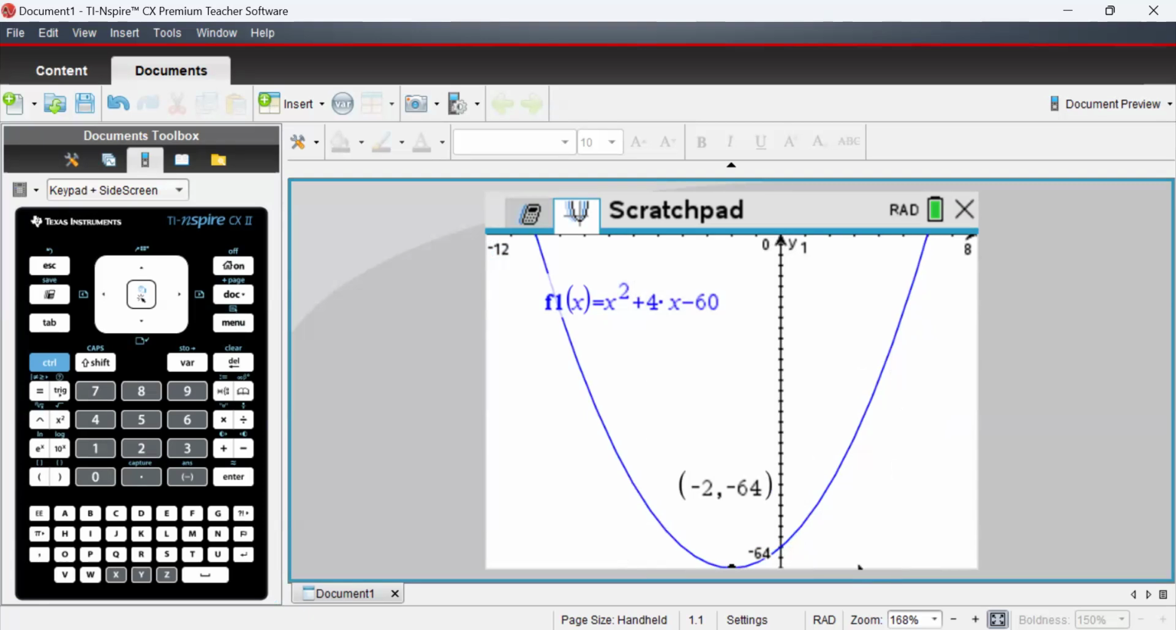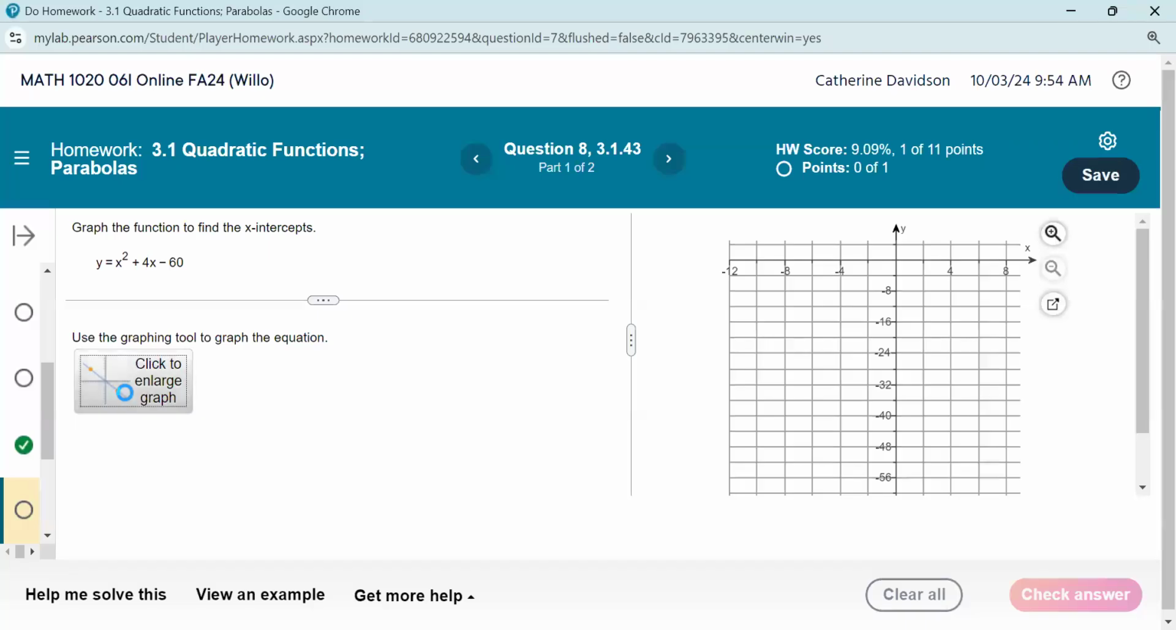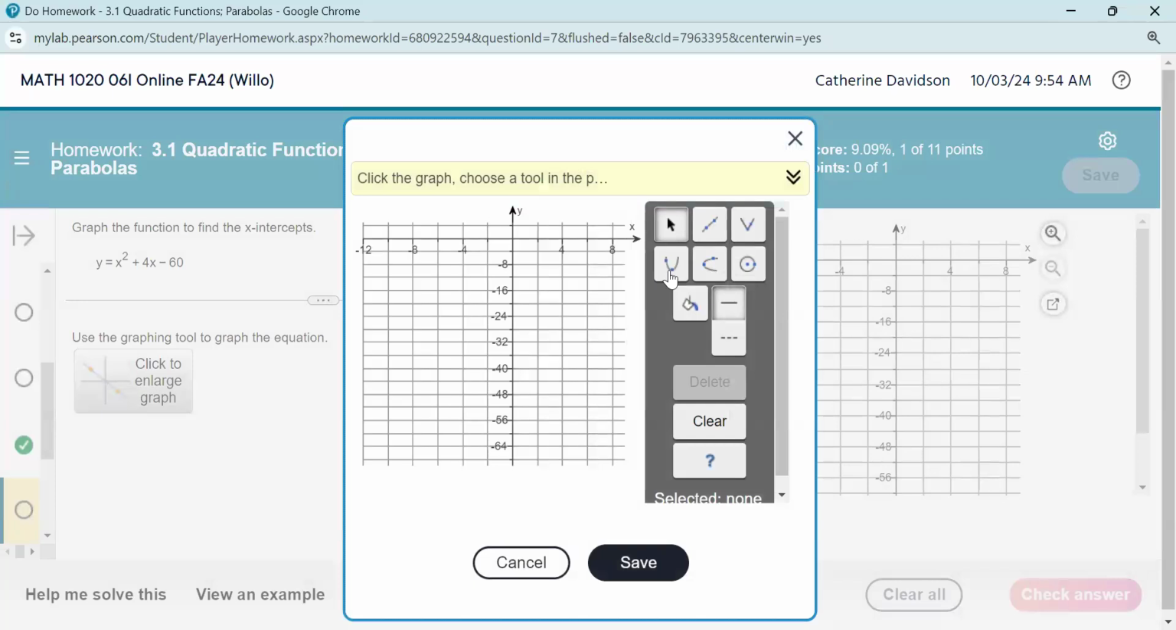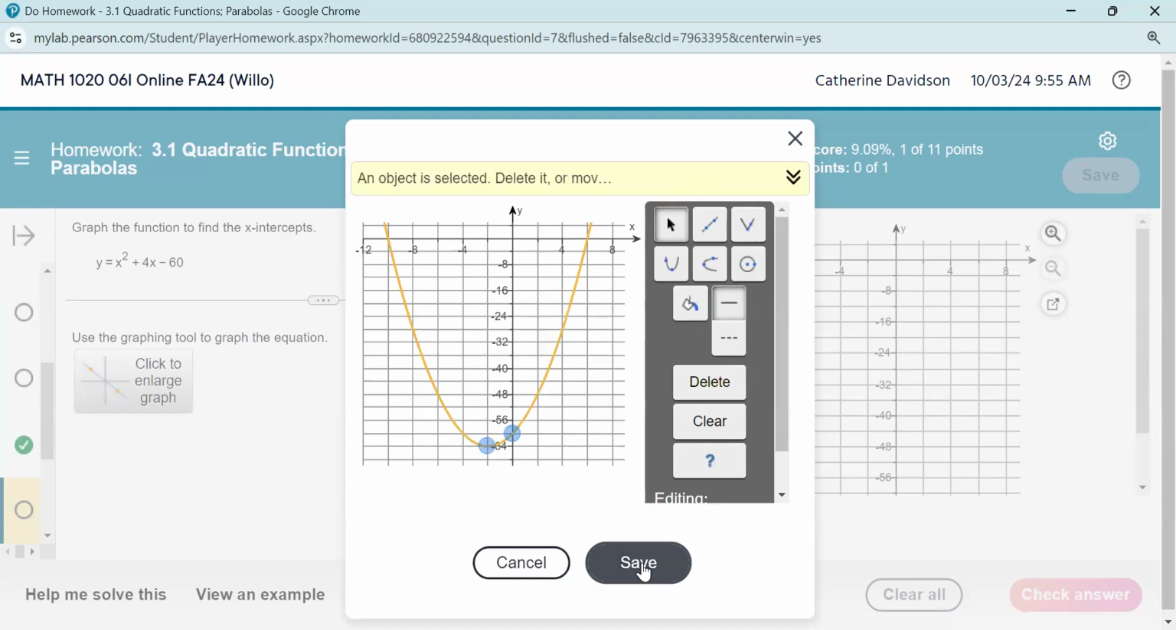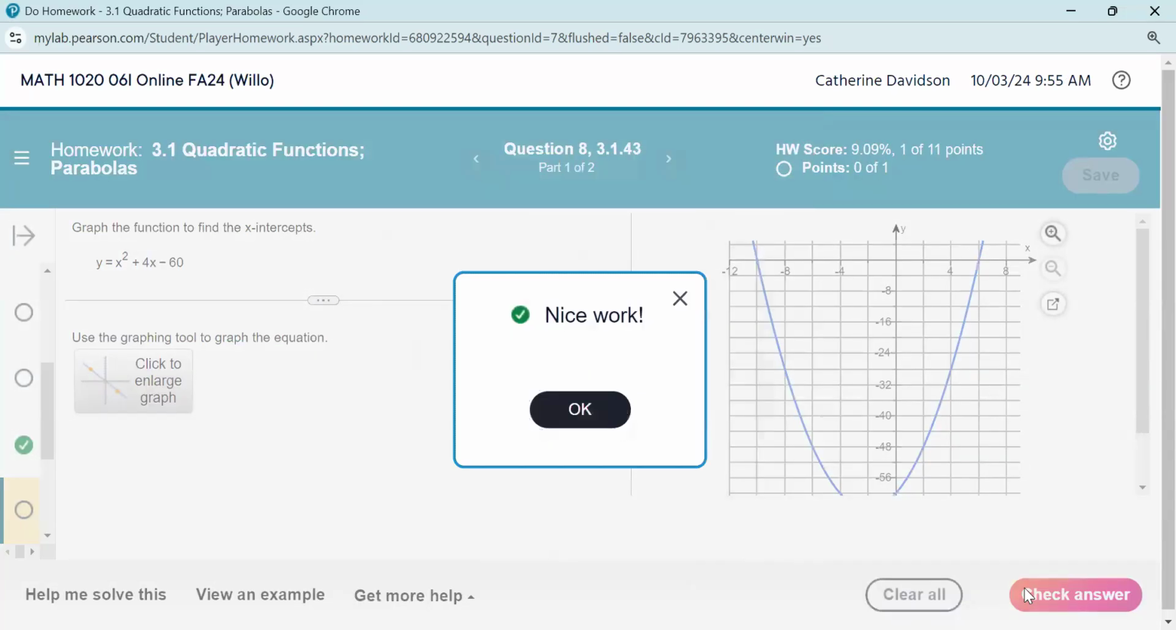So click on here, choose a vertical parabola tool, and it asks you for the vertex first, -2, -64, which is on the other side. So once I'm exactly at that point, then I click. If you look at the equation, you have that -60, so it crosses the y-axis at -60. So 0, -60, save, check answer.